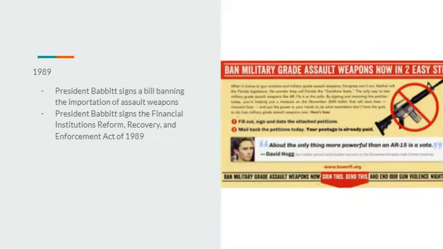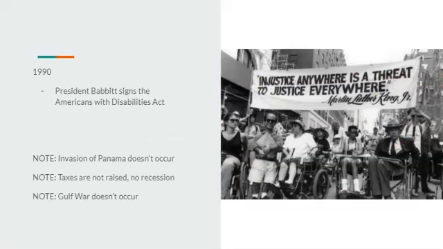Going in 1989, President Babbitt would sign a bill banning the importation of assault weapons, which would be very unpopular to the Republicans, as well as signing a bill called the Financial Institutes Reform, Recovery, and Enforcement Act of 1989. President Babbitt would also sign the Americans with Disabilities Act. Note, the invasion of Panama doesn't occur, taxes are not raised, resulting in no sort of recession, as well as the Gulf War not occurring.